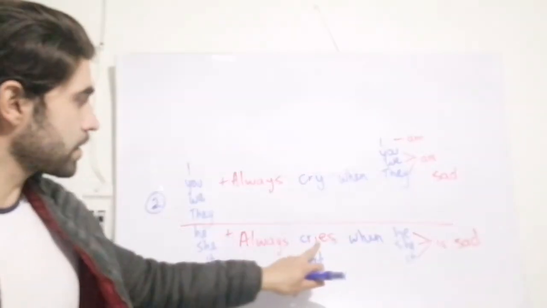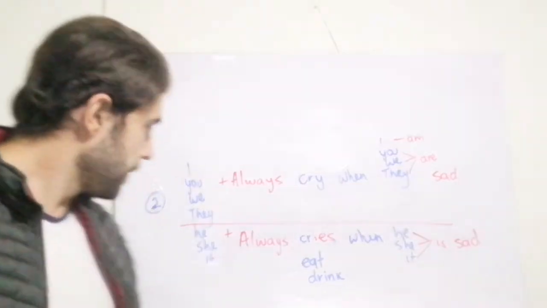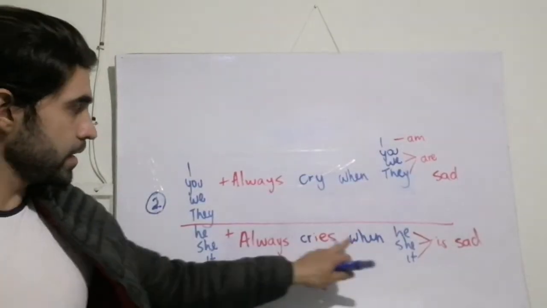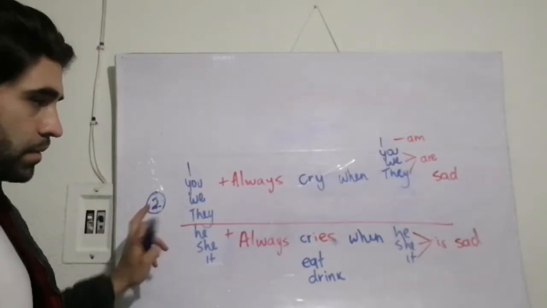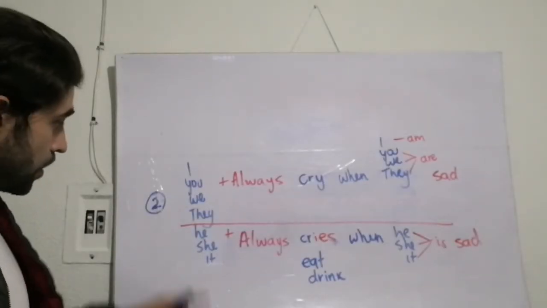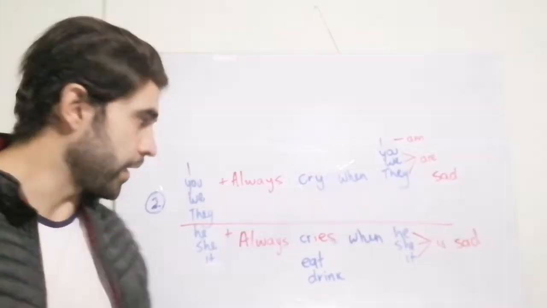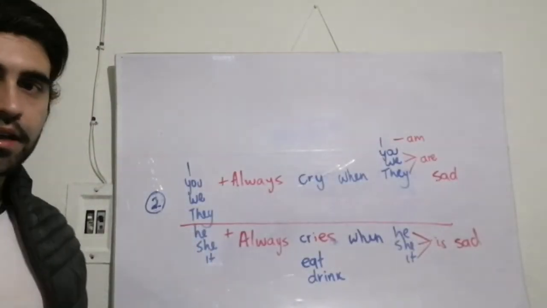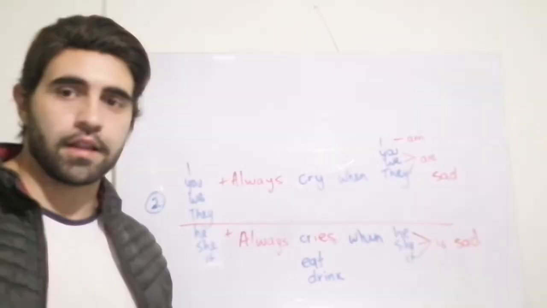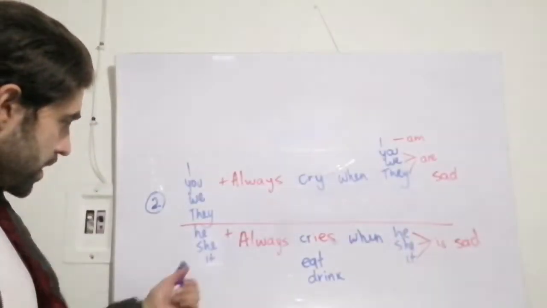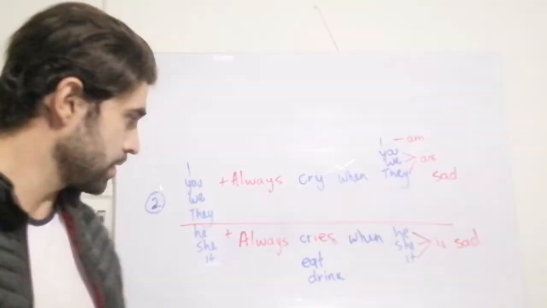So he always cries when he is sad. Easy. She always cries when she is sad. Yes? In this case we say, probably Juana always cries when she is sad, because it's a girl. And because it's a man here, I say Pepito always cries when he is sad. And if it's a dog, you say my dog always cries when he is sad. Yes, or it is sad.